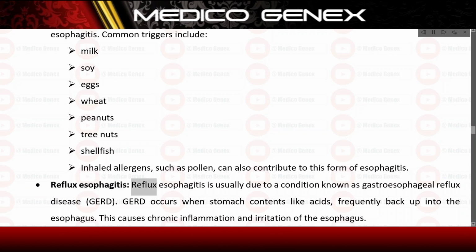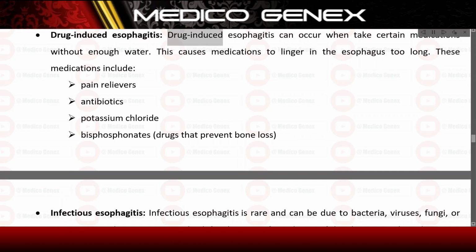Reflux esophagitis. Reflux esophagitis is usually due to a condition known as gastroesophageal reflux disease, GERD. GERD occurs when stomach contents like acids frequently back up into the esophagus. This causes chronic inflammation and irritation of the esophagus. Drug-induced esophagitis. Drug-induced esophagitis can occur when people take certain medications without enough water. This causes medications to linger in the esophagus too long. These medications include pain relievers, antibiotics, potassium chloride, and bisphosphonates, drugs that prevent bone loss.